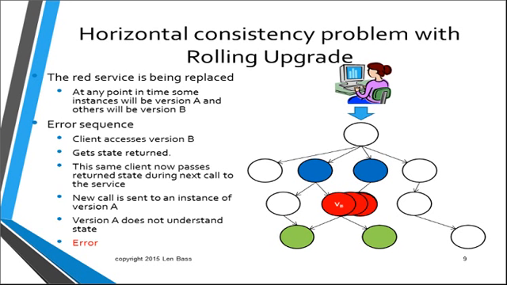So a client, the blue service, may access a new version of the red service and get a response. It then sends a second request to the red service, and it finds an old version which doesn't know what this response is because it's not something that is in its code base yet. And that's an error.